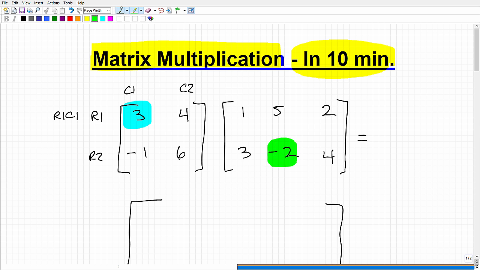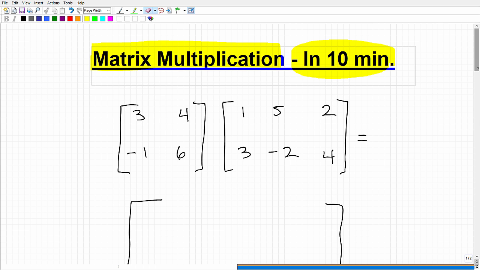What position do you think this guy is in right here, in this matrix? What row and what column? So this negative 2 is in what? Row 2, column 2. Row 2, column 2. All right? Okay, so if you understand that, and it's pretty straightforward, then we're kind of ready now to actually start calculating out the product of these two matrices.